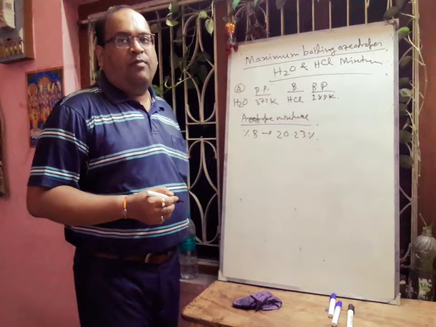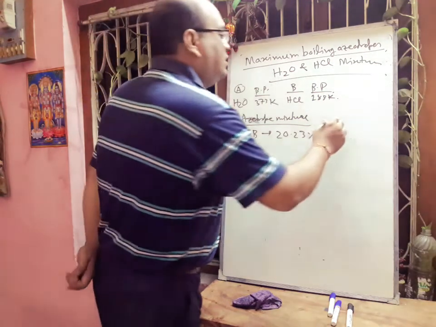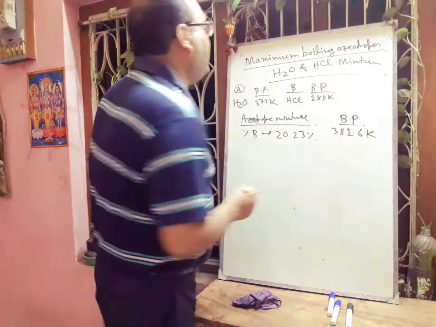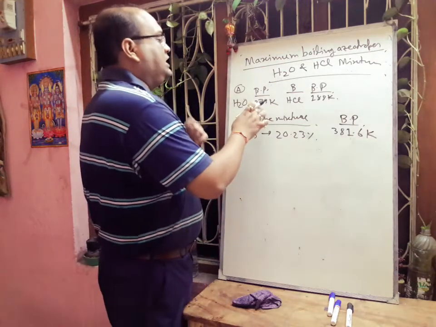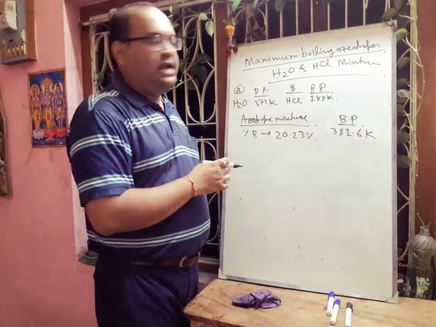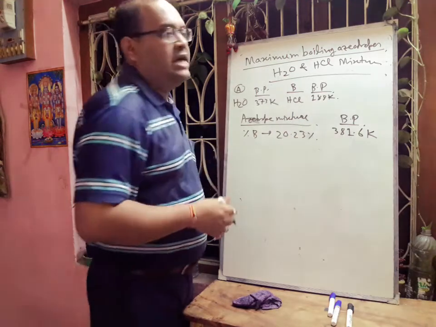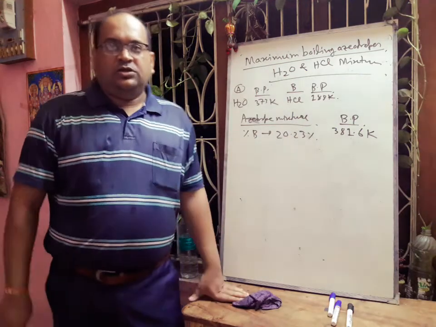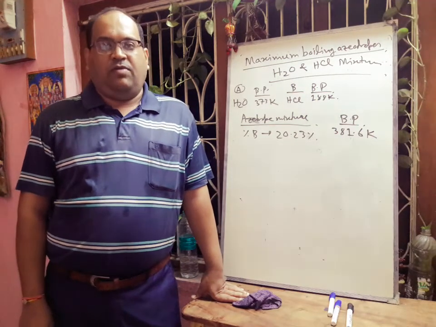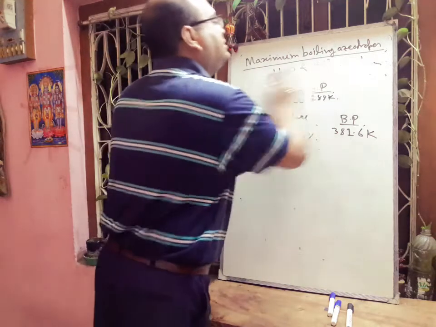And what will be the boiling point of this azeotrope? That will be 381.6 Kelvin. So here you notice one thing: water has the highest boiling point of the pure components, that is 373 Kelvin, and the azeotrope boiling point is greater than this highest boiling point. So such an azeotrope has a boiling point higher than either of the pure components. If we draw the graph, then you can understand this easily.